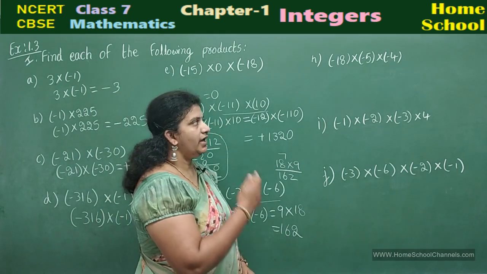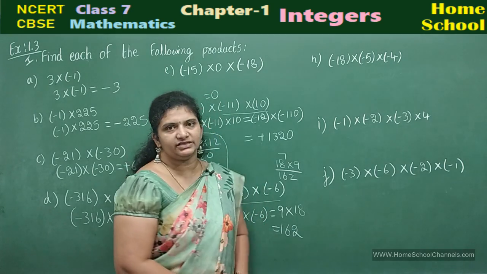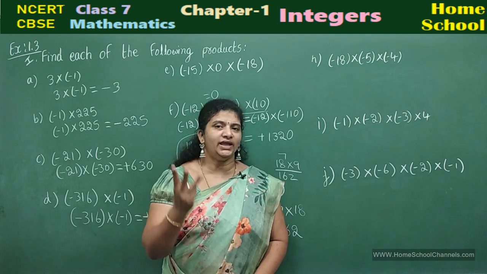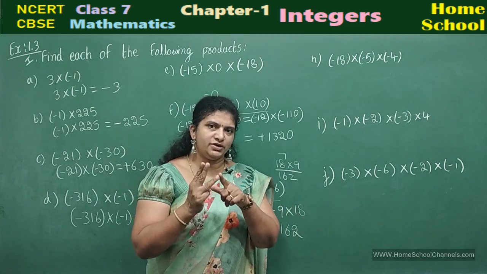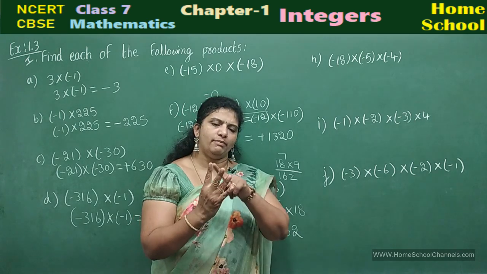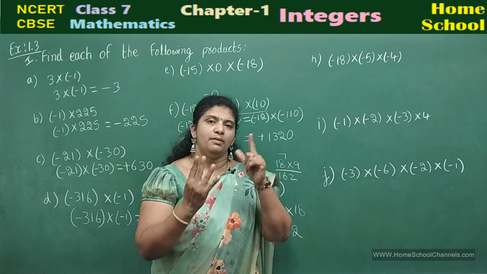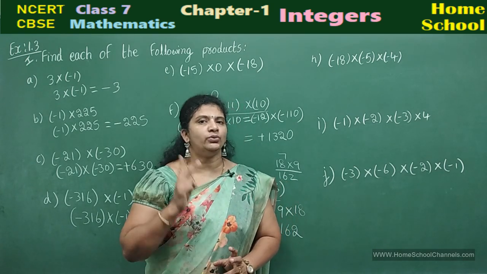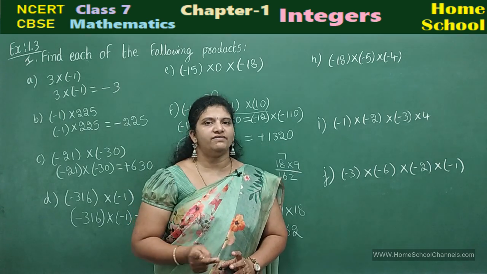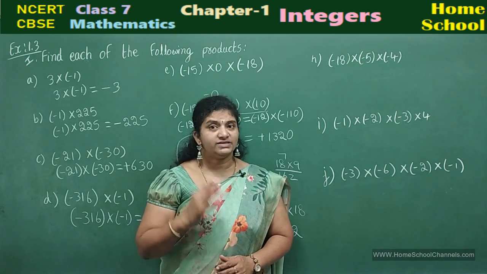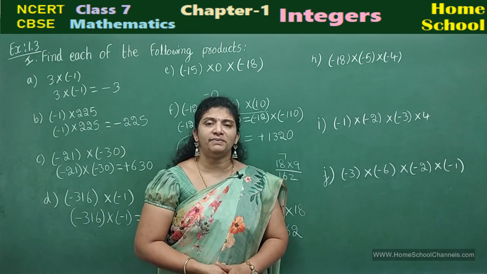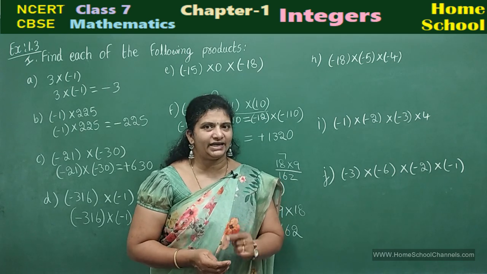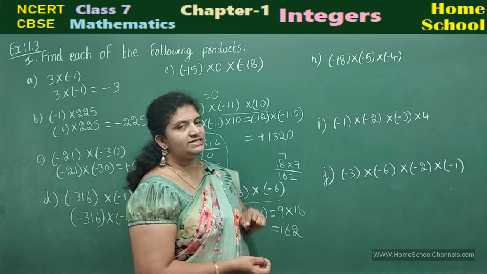Next one, H. Here you can see the product of three negative integers. If the product of two negatives, minus into minus, it will be positive. Three negative integers: minus into minus is plus, plus into minus is minus. Simply you can remember, if you multiply two negative integers, your result will be positive. Suppose if you multiply three negative integers, you will get a negative integer as the result. You remember this one. And now let's start with the H.